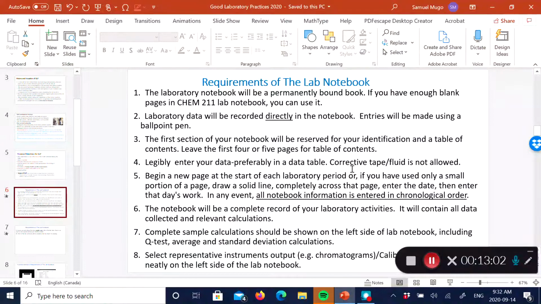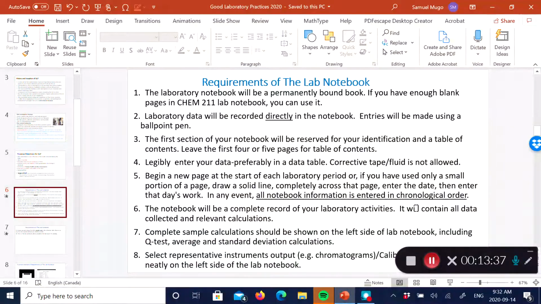So the lab notebook will be a complete record of all the laboratory activities. It will be very important to record the data, and all the relevant calculations should be in the lab notebook. Typically, the left side of your book should be for your calculations, and the right-hand side should be where you actually record your data. Any calculations, like I said, should be on the left side of the lab notebook.